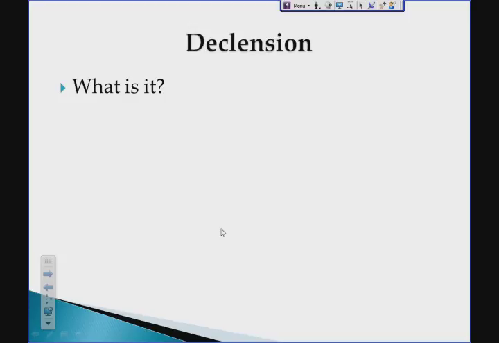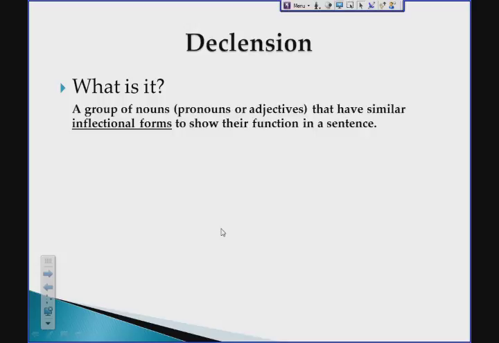What is a declension? Wat is a verbuiging? What is a declension? Now, a declension is a group of nouns. It can be pronouns, can be adjectives. You know what a pronoun is? You know what an adjective is? Okay, are we still together? That have similar inflectional forms to show their function in a sentence.